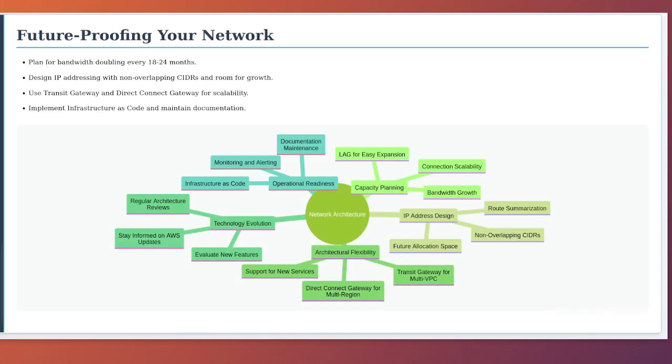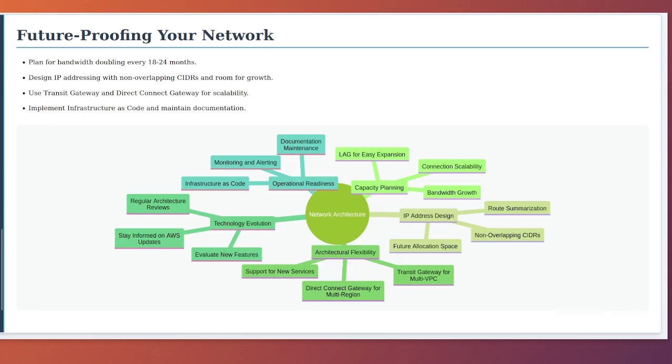Future-proofing your network. Network architecture decisions have long-lasting implications. A well-designed Direct Connect architecture should accommodate future growth and changing requirements without requiring complete redesigns. Let me share strategies for building networks that remain effective as your needs evolve.